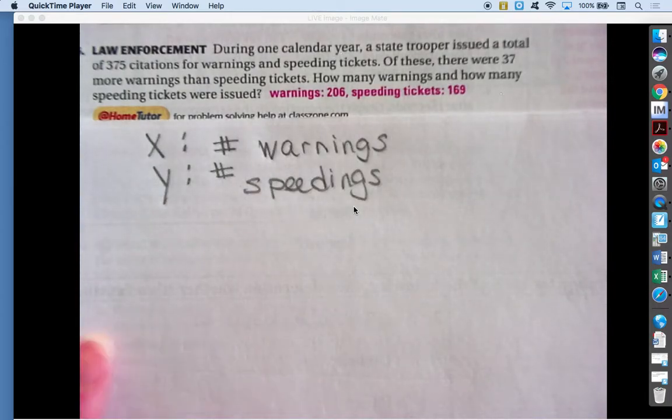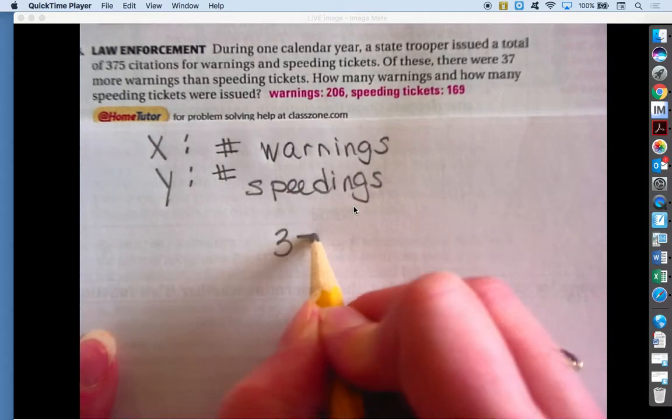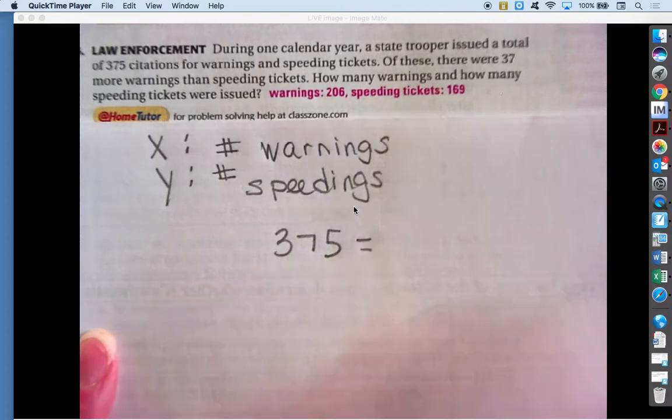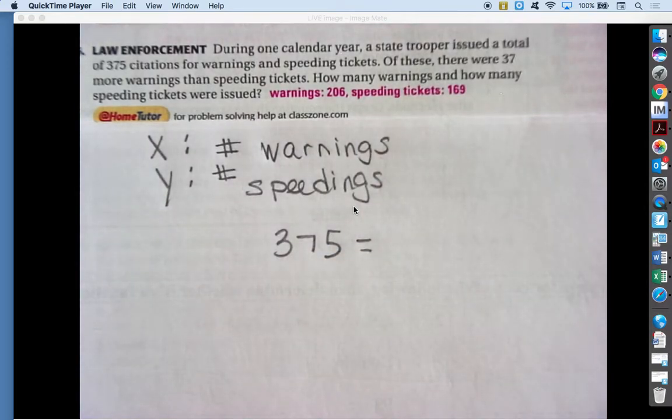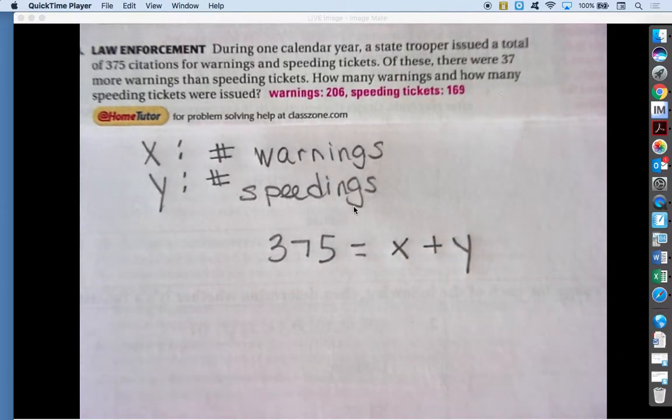Y equals 375. Okay, so she said y equals 375 minus x. But that's probably not how you would initially set it up. Just reading through the problem, warnings and speeding tickets total 375. So 375 is the total from the combination of the number of warnings and the number of speeding tickets. So x plus y, because together and means addition, has to total 375.